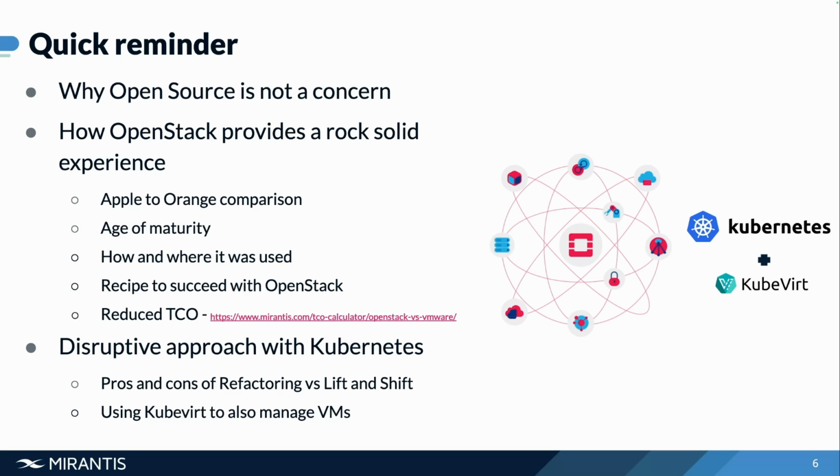The second thing that we looked at last time was a more disruptive approach with Kubernetes. So instead of looking at VMware versus OpenStack, it was more VMware versus Kubernetes. For that specific solution, we looked at the pros and cons of refactoring applications versus a very simple lift and shift, right? There are advantages to not refactoring all your applications upfront, but rapidly starting by lifting and shifting your applications from VMware and moving them towards Kubernetes to start to modernize your platform, right?